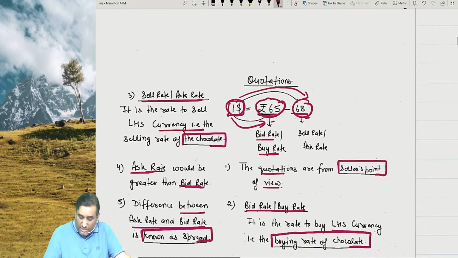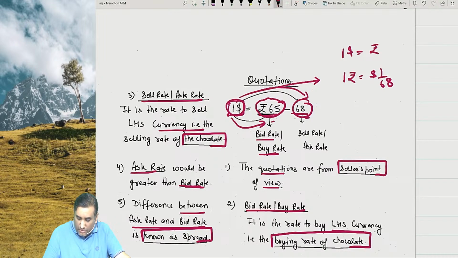Now the same quotation, if I write it in rupee terms, 1 rupee is equal to dollar 1 by 68. Actually this was 1 dollar is equal to 65, 68, and this will become this way, by reverse calculation. Now 1 by 68, if I try to solve, would be in 4 decimals. Tell me, how much do we get?